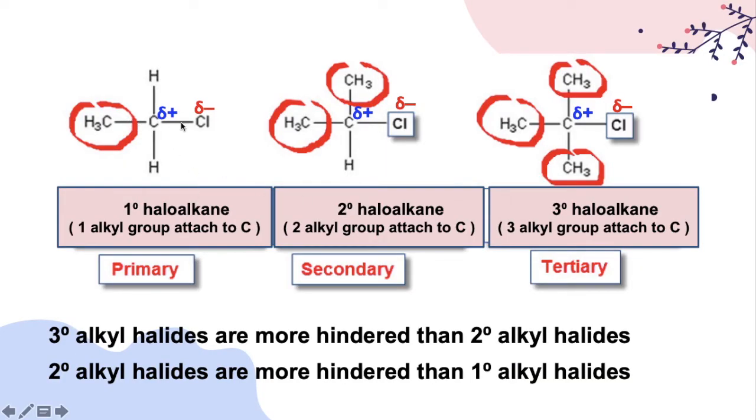So this is a primary haloalkane because the halogen is attached to a primary carbon. This is a secondary haloalkane, and this is a tertiary haloalkane. Tertiary haloalkanes are more hindered than secondary haloalkanes. Secondary haloalkanes are more hindered than primary haloalkanes. So primary haloalkanes prefer the SN2 mechanism compared to tertiary haloalkanes.